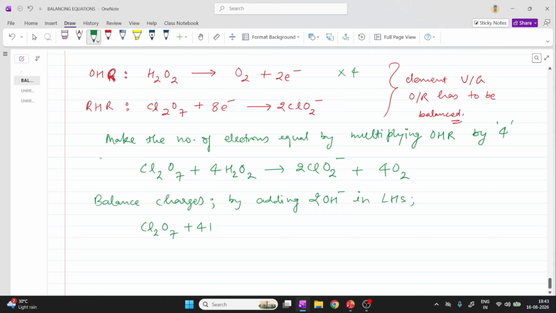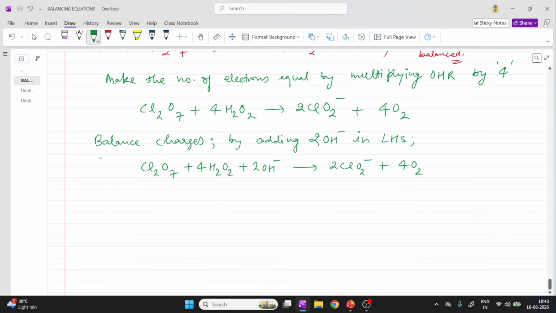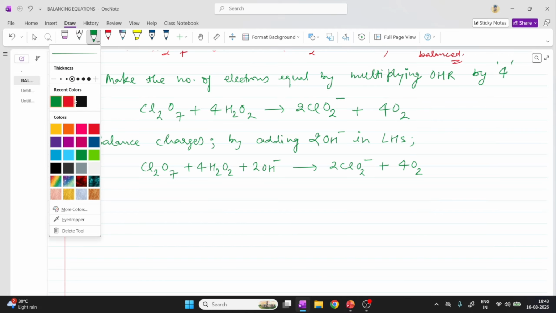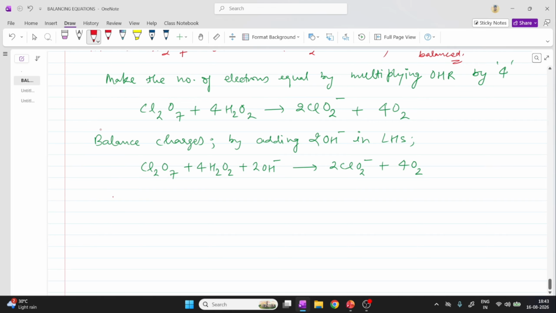Cl2O7 plus 4H2O2 plus 2 OH minus will give 2 ClO2 minus plus 4 O2. So now we have balanced the charges. We are left with balancing the oxygen and hydrogen.